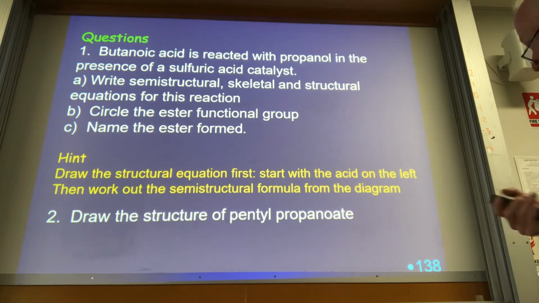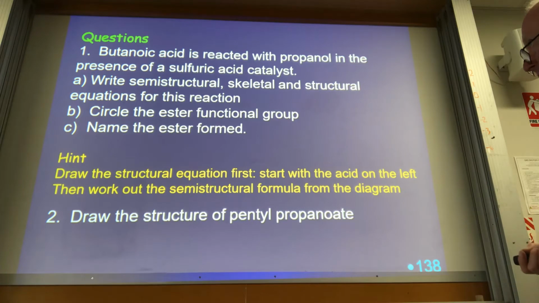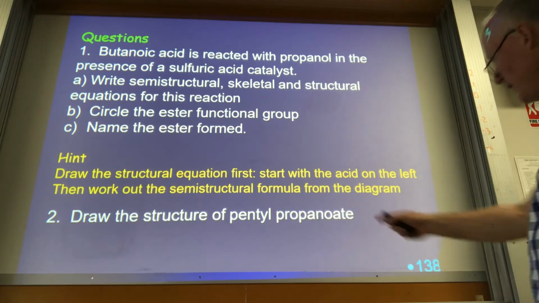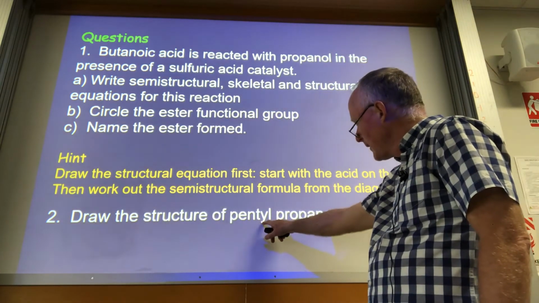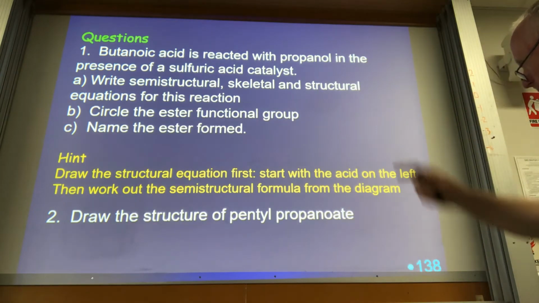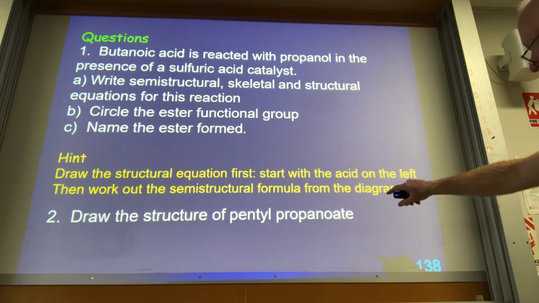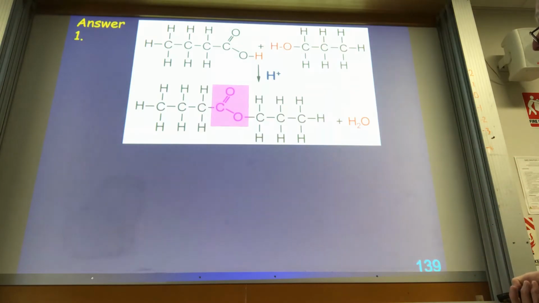And as I say here, always start off with the full structural equations, then you can work out the other equations from that diagram. Much easier to do it that way. And then pentyl propanoate. So pentyl propanoate, we've got a 5-carbon alcohol and a 3-carbon acid. So 5 carbons, then the oxygen in the chain, then the carbon double bond oxygen and another 2 carbons.